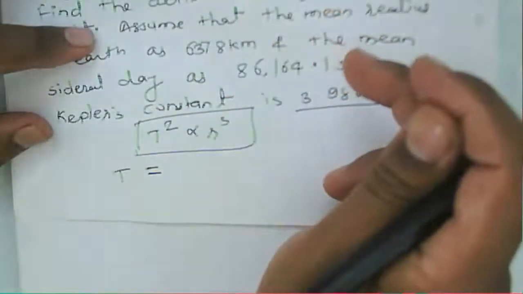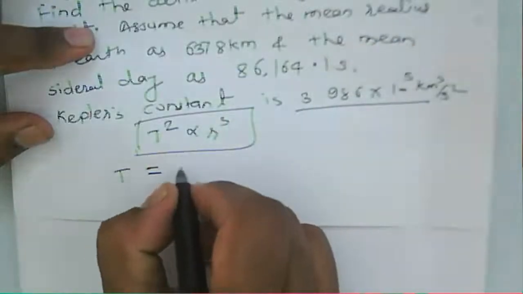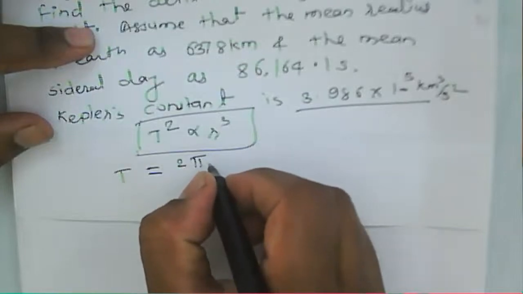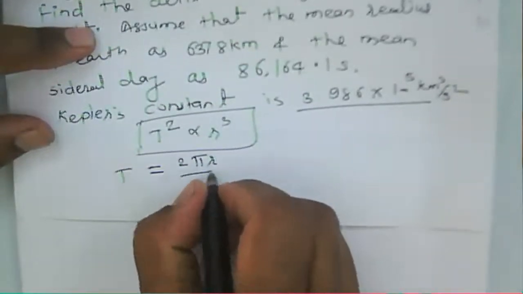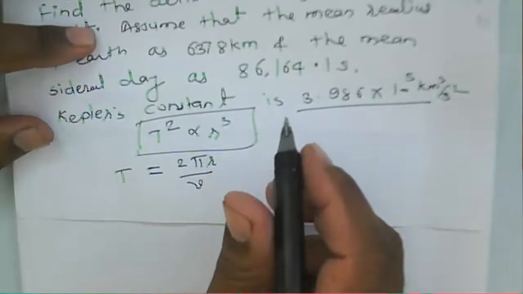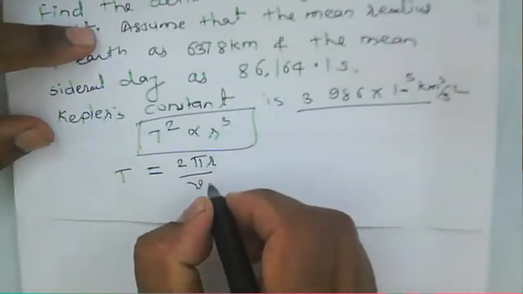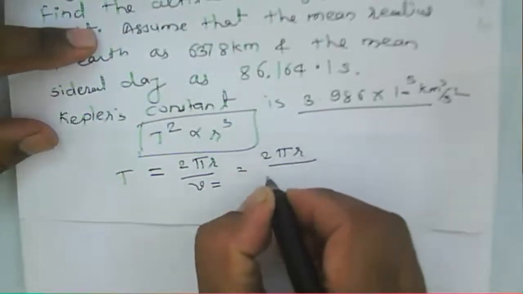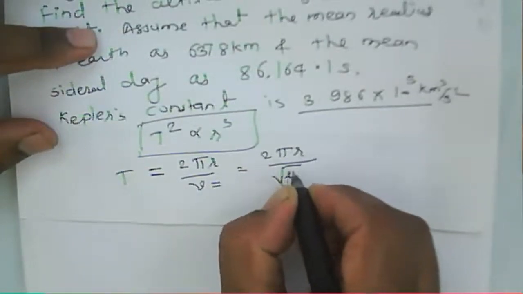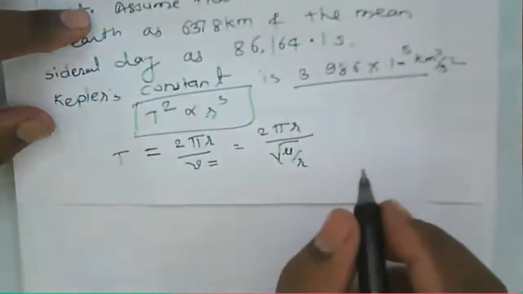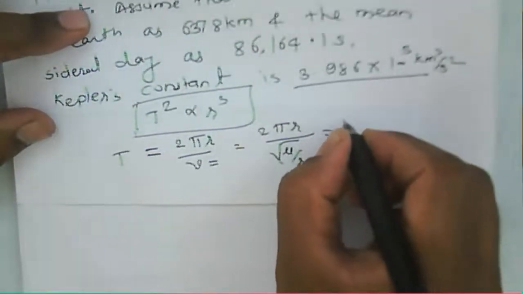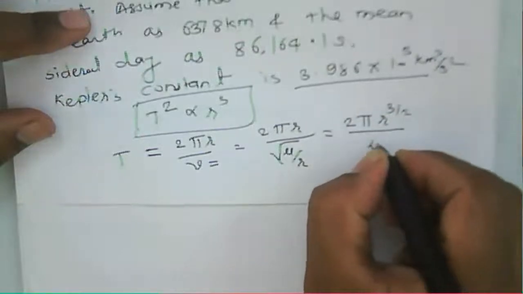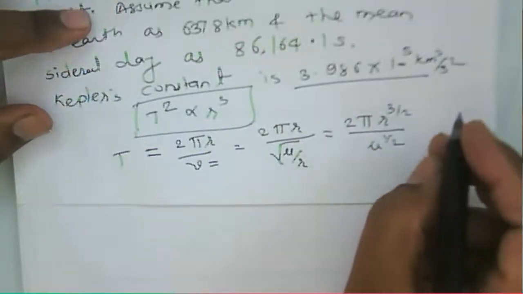We can find it out using the velocity. Time period means total circumference divided by the velocity. So you can find the total circumference, that is 2 pi r, divided by the velocity of the satellite. And this velocity, you know, is equal to the square root of the gravitational constant mu divided by r. If you further solve it, you'll get 2 pi r to the 3 by 2 divided by mu raised to 1 by 2.